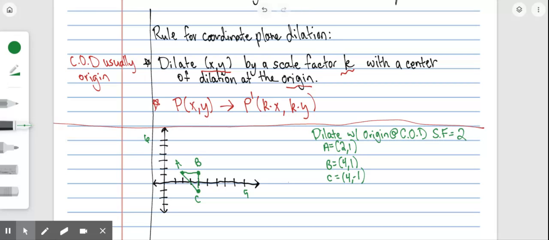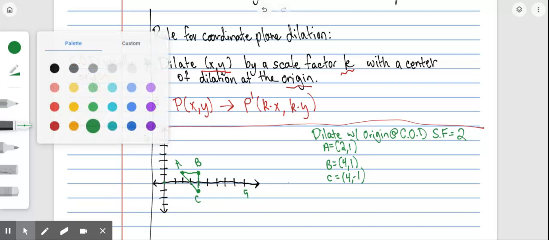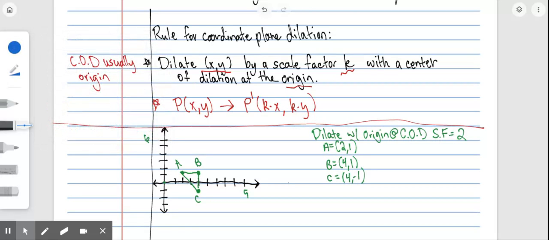So if I'm going to dilate this with the center of dilation at the origin and the scale factor of 2, I'm going to create my image, A prime, B prime, C prime, where I multiply both the x and the y coordinates by 2. So if I'm multiplying (2, 1) by 2, this becomes (4, 2). So (4, 2) should be my new A coordinate, A prime.